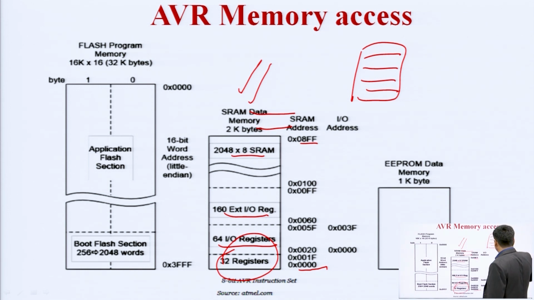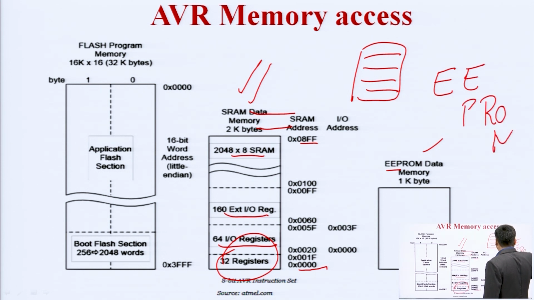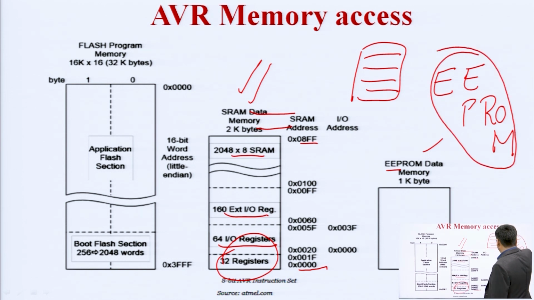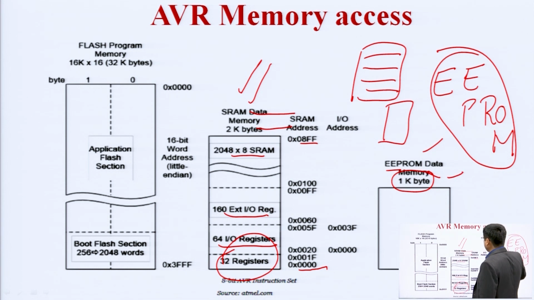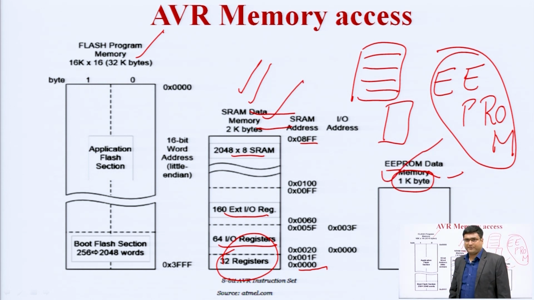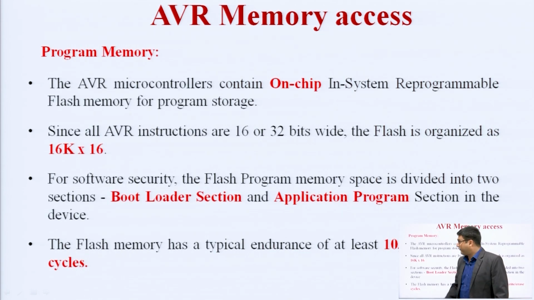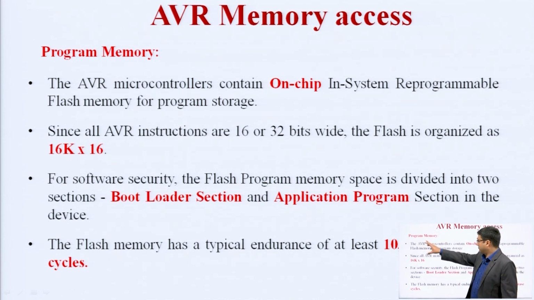After that, the third block is EEPROM. EEPROM means electrically erasable programmable read only memory. It has a range of 1 kilobyte. Only 1 kilobyte is available in the case of EEPROM data memory. So there are 3 segments in AVR memory access: flash program memory, SRAM data memory, and EEPROM data memory. After that, we are going into the depth of the memory execution.